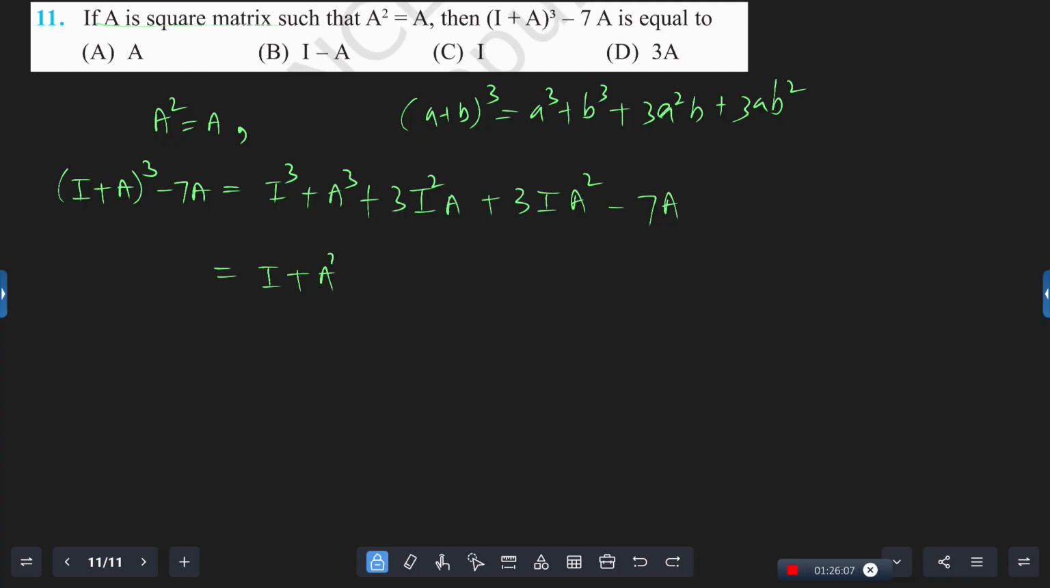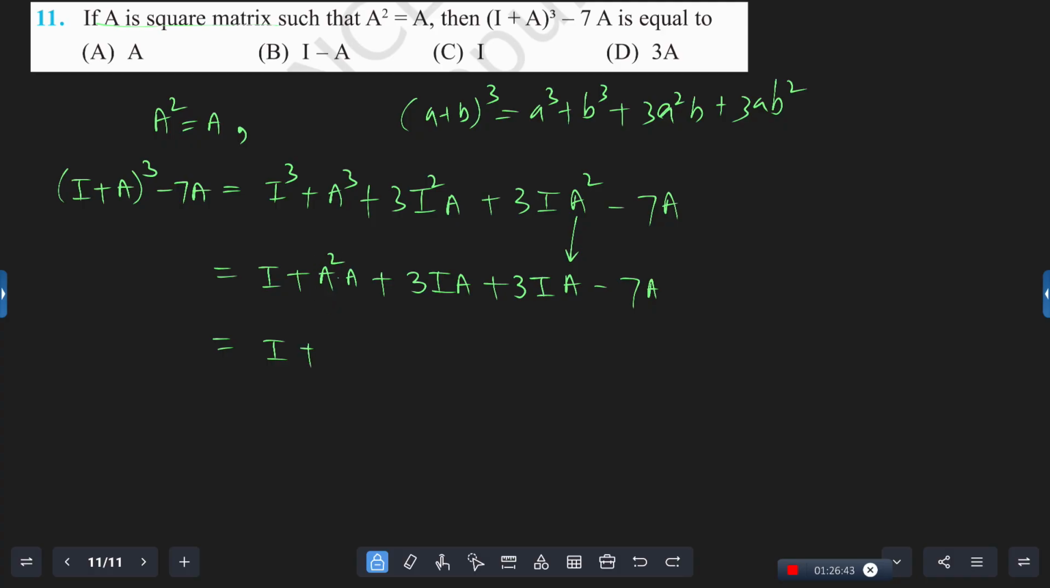A cube we can write as A square into A, because A square they gave as A. So A cube I am splitting into A square into A. Here I square is again I only, plus 3 times A square. What do I know A square is? A. As per the given, A square equals A. So instead of A square, I am writing A. And minus 7A we have. I will be I, let it be.